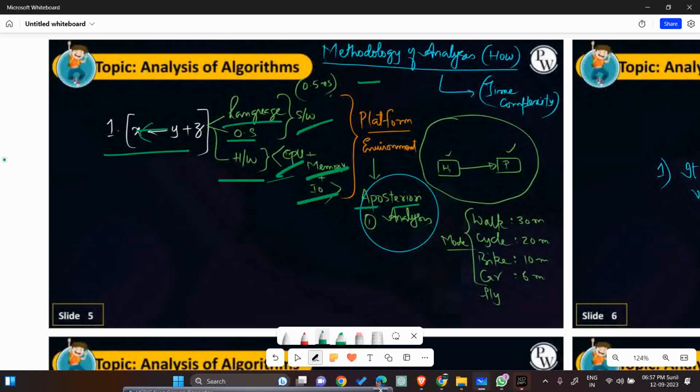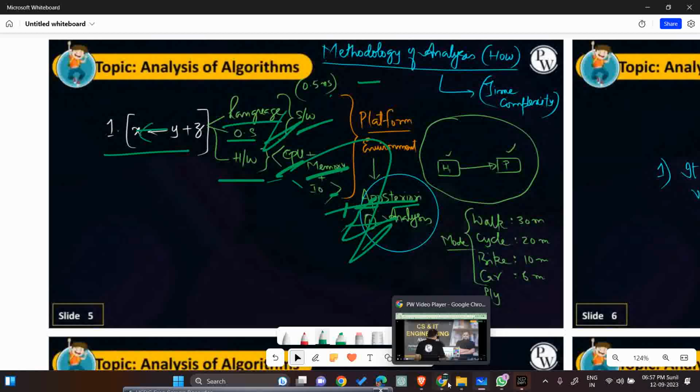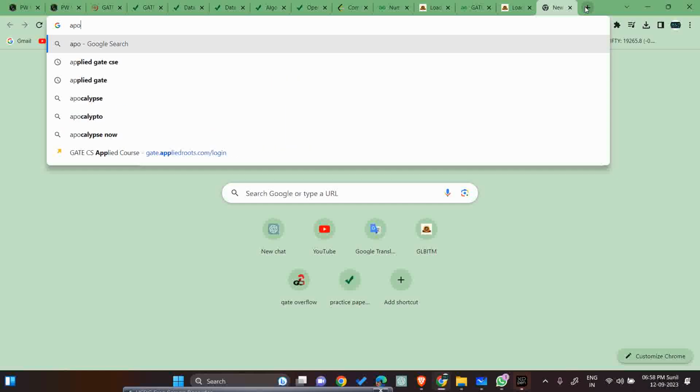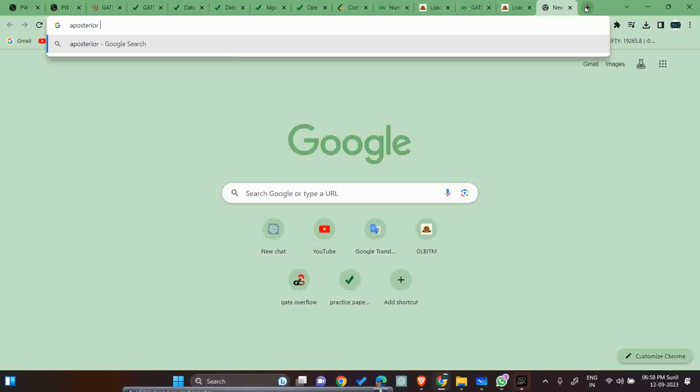A posteriori analysis. What is a posteriori analysis? These are platform environments. All right. Those things depend on the platform environment. A posteriori analysis. What is this? So let's search what is a posteriori analysis.